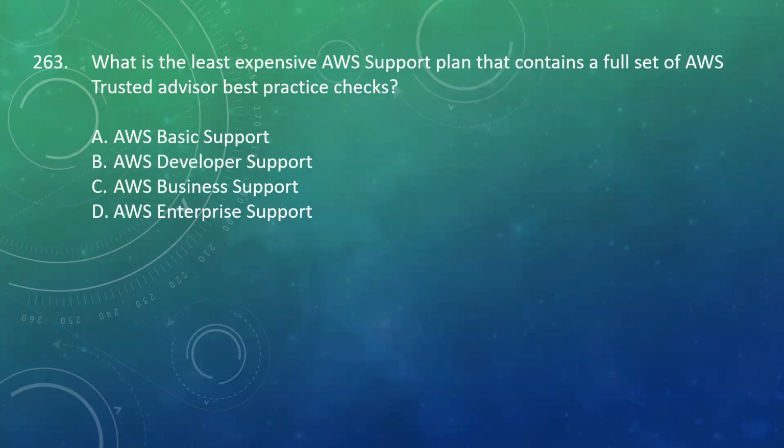This is question number 263. Which is the least expensive AWS support plan that contains a full set of AWS Trusted Advisor best practice checks? Your options are AWS Basic Support, AWS Developer Support, AWS Business Support, and AWS Enterprise Support. Full set of AWS Trusted Advisor best practice checks is available to customers with business support plan or above. And the question talks about least expensive option. So the correct answer is AWS Business Support Plan. With AWS Basic Support Plan, only service quota and basic security checks are available.